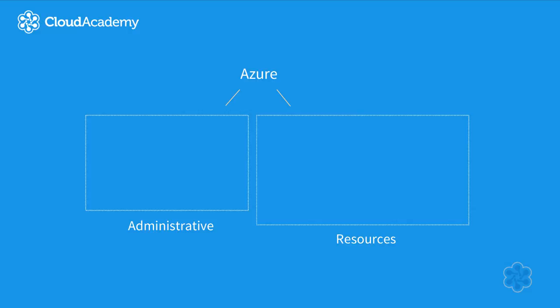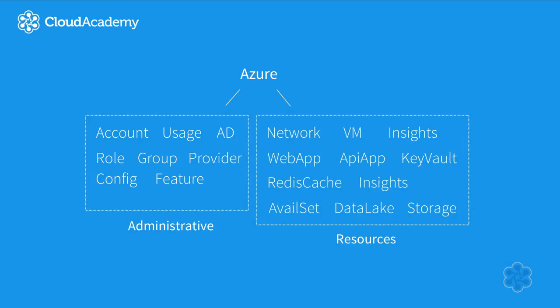So first we have kind of a category of administrative tasks, and those could be things like looking at our Azure subscriptions or accounts, looking at subscription cloud consumption, Active Directory tasks, roles in Active Directory, managing resource groups, managing Azure resource providers, configuration, which is basically the ASM or ARM mode, and then individual features of each Azure resource provider. On the resource side, we have the actual management of cloud resource instances, such as virtual networks, virtual machines, application insights, web apps, API apps, and much more.